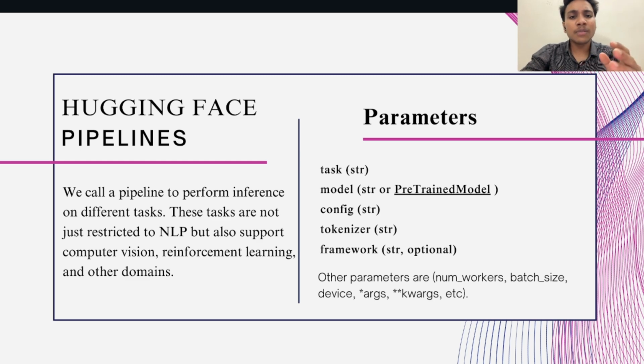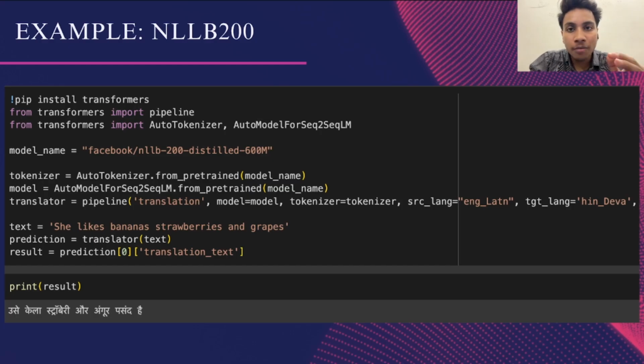So with Hugging Face pipelines, we call a pipeline to perform inference on different tasks. It uses some parameters like task, model, config, tokenizer, and framework. In task, we basically define which task we want to perform, like text generation, sentiment analysis, translation, feature extraction, etc. And model is which model we want to use, and config is the configuration that will be used by the pipeline to initiate our model. Then the tokenizer is used to encode data for the model, and framework is which framework you want to use, PyTorch or TensorFlow, and other parameters.